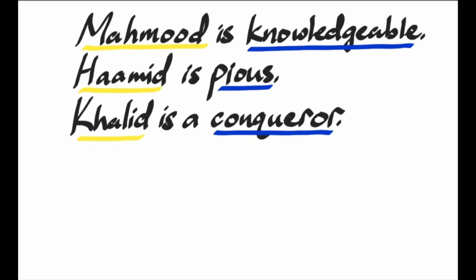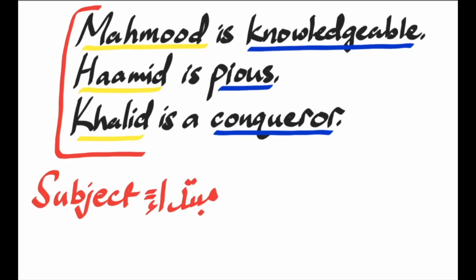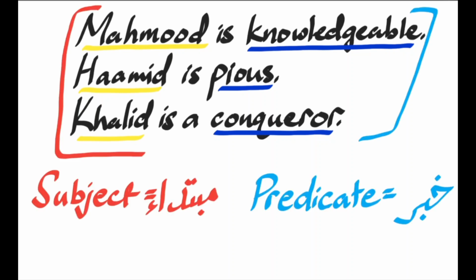In Arabic, the subject is called mubtada, and the predicate is known as the khabar. And make sure you keep these terminologies, mubtada and khabar, in mind, because that's what we're going to be using in the rest of the videos.